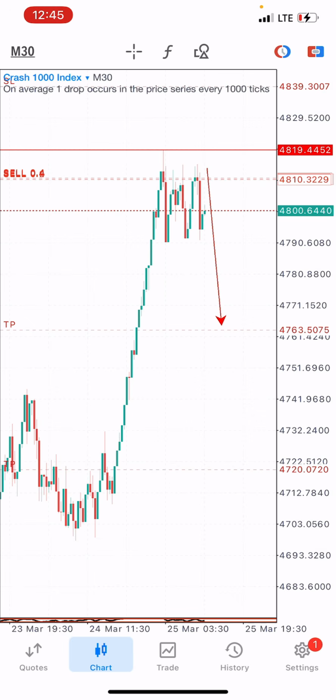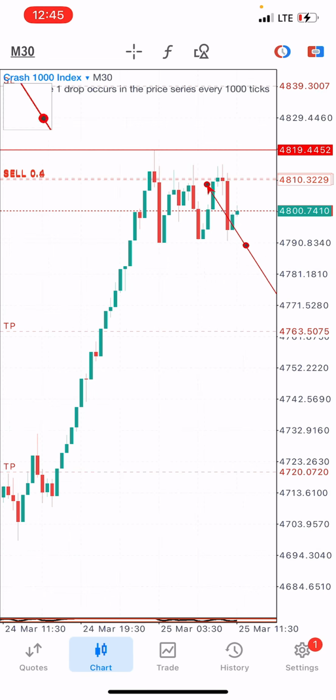Now, Crash 1000, we want to see the setup, the candlestick that whenever it's printed, this same candlestick printed most times. Out of 10 setups, you see that most times, like at least six times, this market reverses. Once we have this doji candlestick, the market will reverse whenever we have a doji candlestick like this.